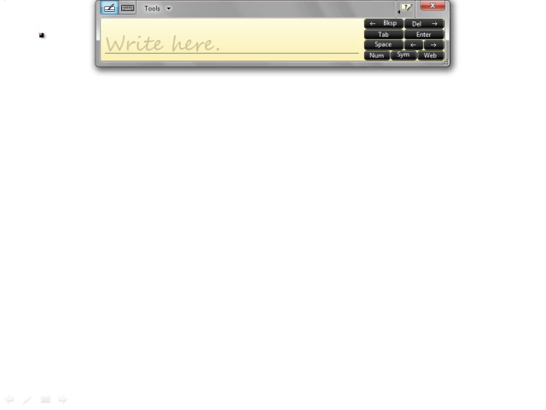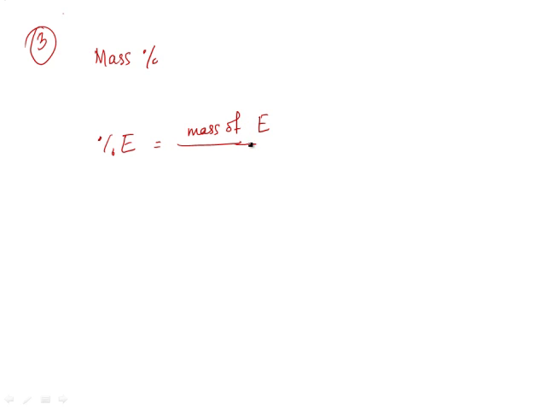Mass percent is number 3. So mass percent, all we need to remember is the percentage of any element E is the mass of E divided by the total mass of sample, multiplied by 100 to get the percentage. That's all you need to do.